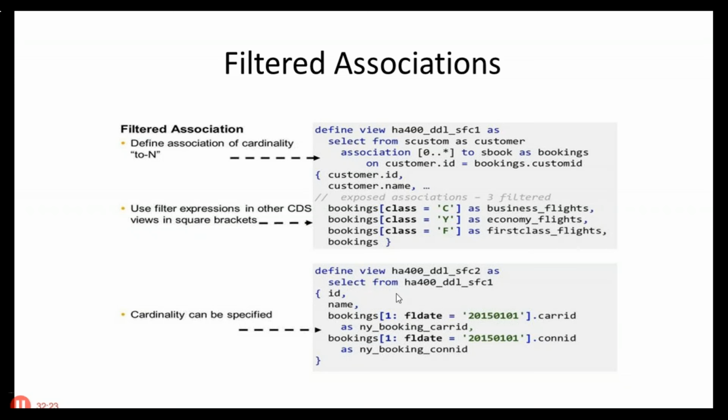This is something which we have filtering, and cardinality can be used. So we have 1 is to FL date. So only one single value for FL date 2015-0101. Even if you have more number of records for this FL date, you will not get it. Only one value will get it.